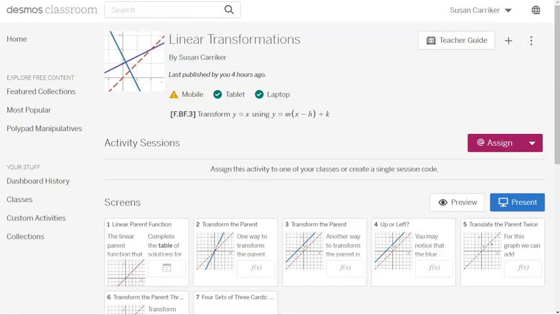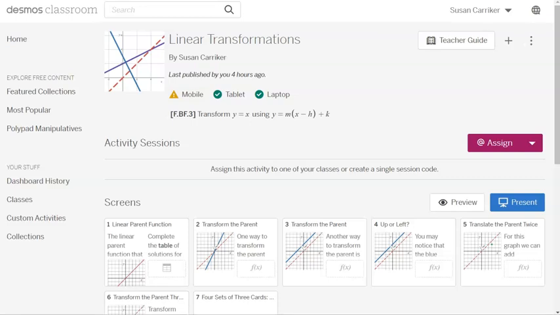So here we have linear transformations, and all we're doing in this assignment is transforming linear equations. We will extend this to other types of functions very soon, but for now, they're going to take the parent, y equals x, and they're going to transform the parent by translating it right, left, up, and down.